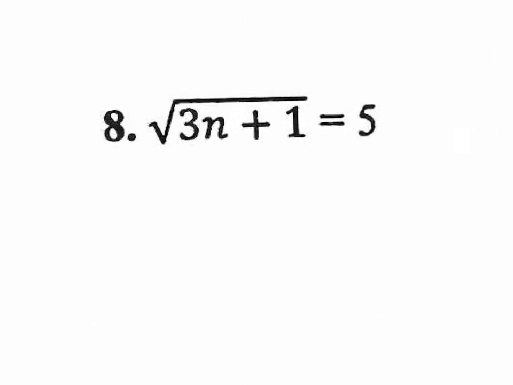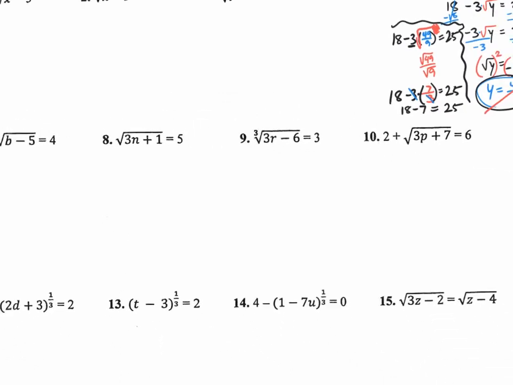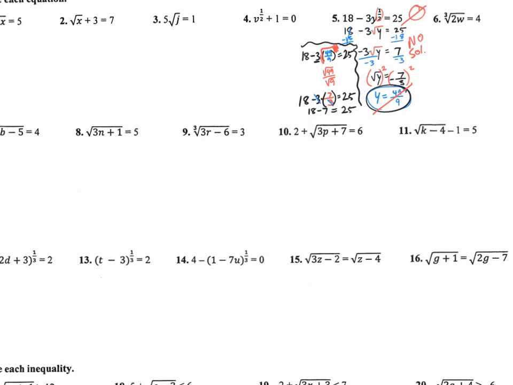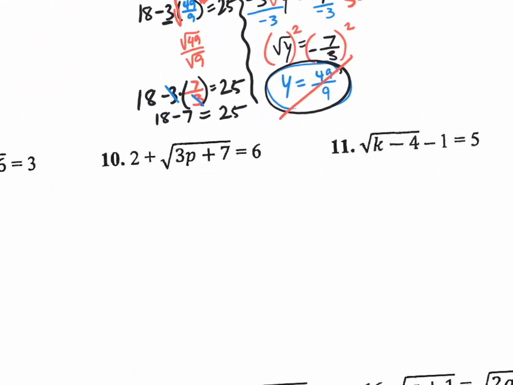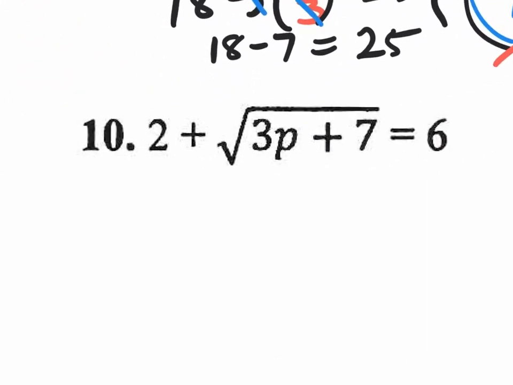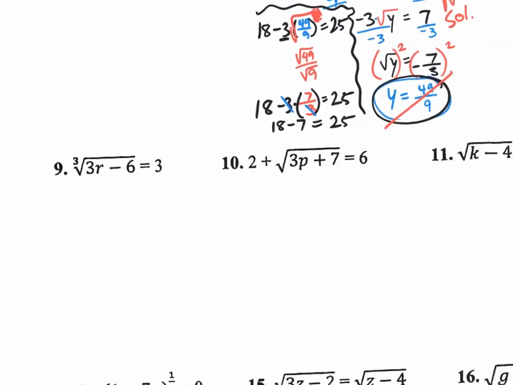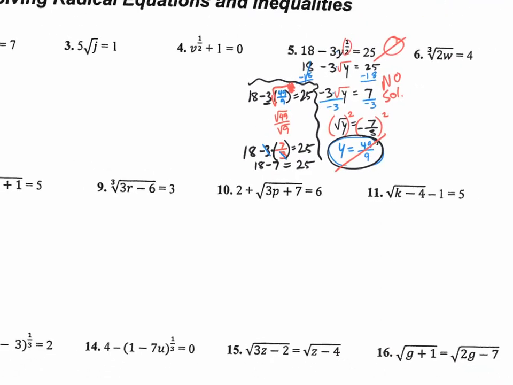Right? On number 8, what do I do to isolate the radical? It's already isolated. It doesn't have a times 5 out here. It doesn't have a plus 7 at the end. It's already by itself on the left side. So step 1 is to isolate your radical, whatever it may be. Number 11, how do I isolate that radical? Add 1, that's right. Number 10, how do I isolate that radical? Subtract 2.